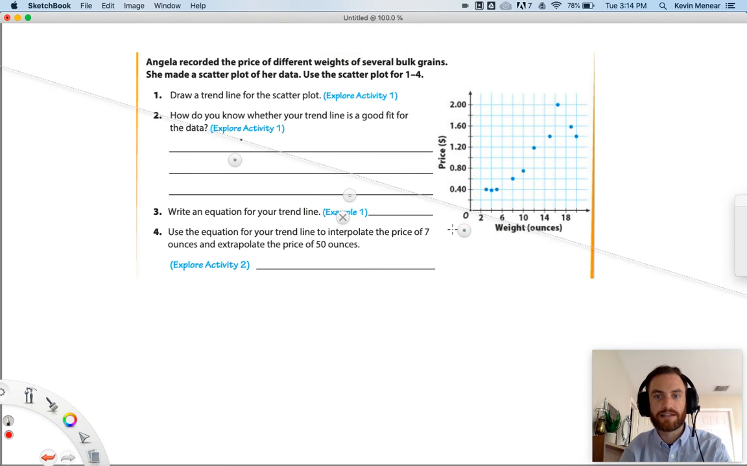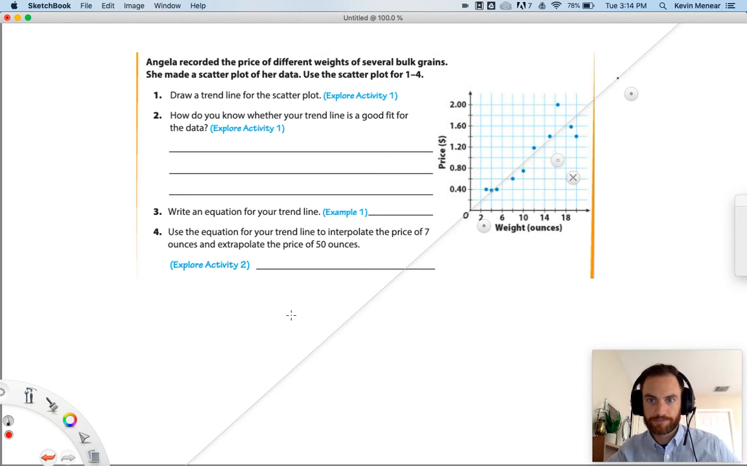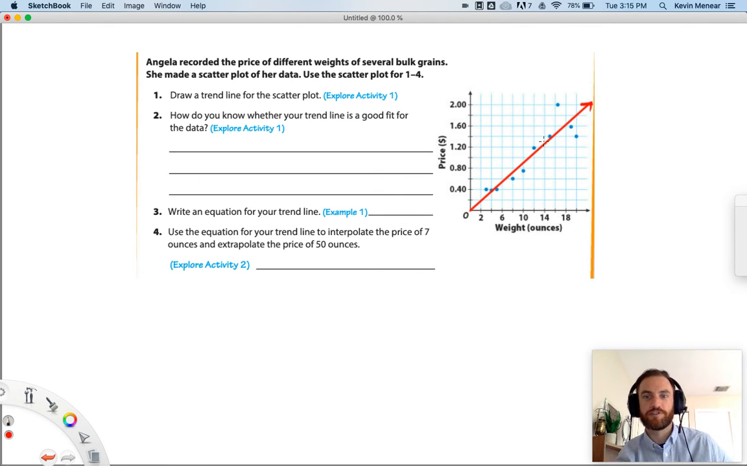Again, here it's going to make sense to start at the origin and then find a good enough trend line where the same amount are above and below. That looks pretty good. Okay, boom, got my trend line. How do you know whether your trend line is a good fit for the data? You just count the points above, 1, 2, 3, and the points below, 1, 2, 3, 4. Yeah, that's pretty good. Remember, this is kind of an outlier, so maybe I shouldn't have taken that into account. But either way, this is still a pretty good trend line.